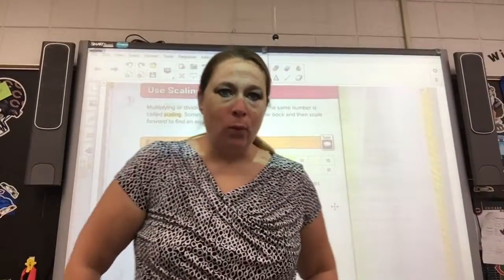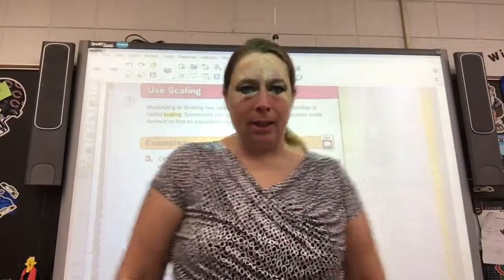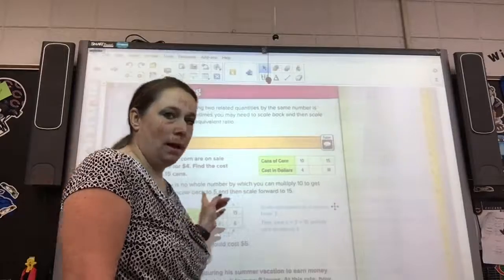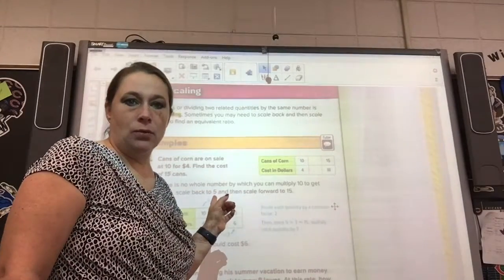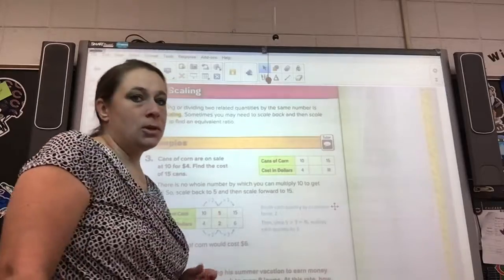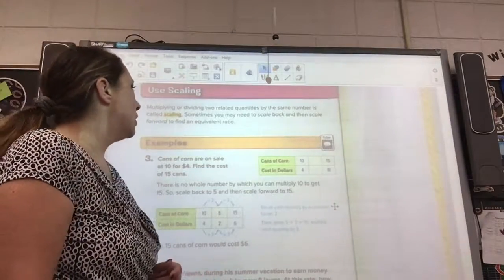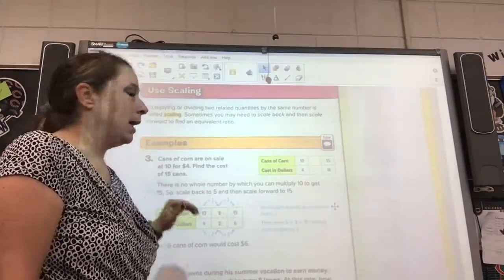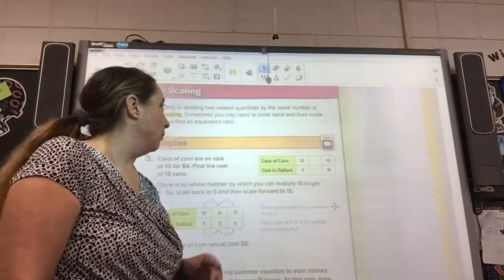All right, today we are going to be looking at scaling. If you do not have your Glencoe book out, make sure you have it out now. We are going to be on pages 41 and 42 today, looking at how to scale or multiply and divide two quantities by the same number to get scaled up or scaled down.